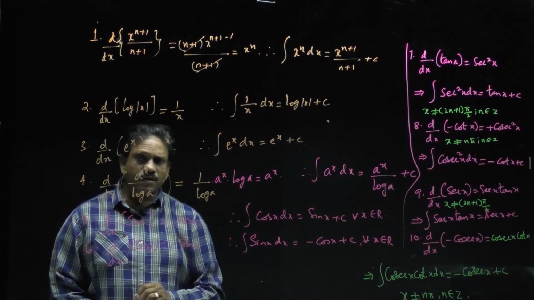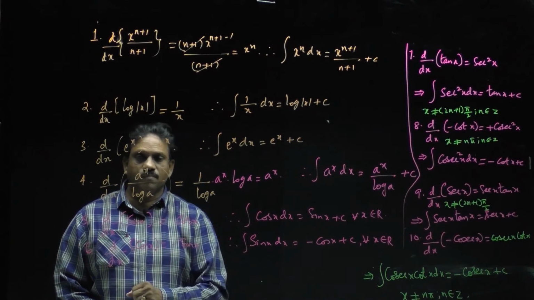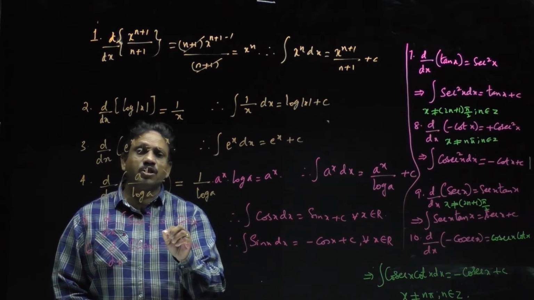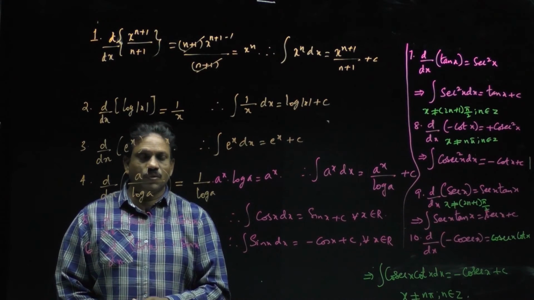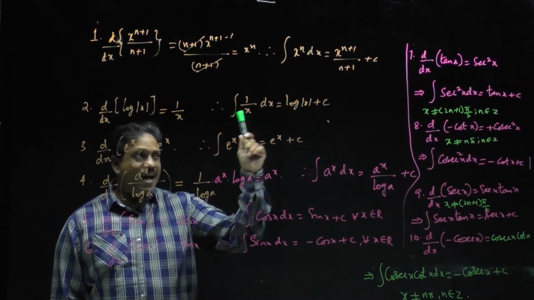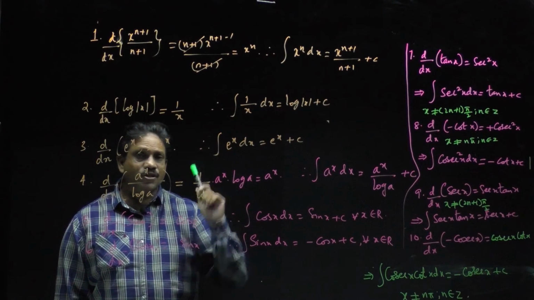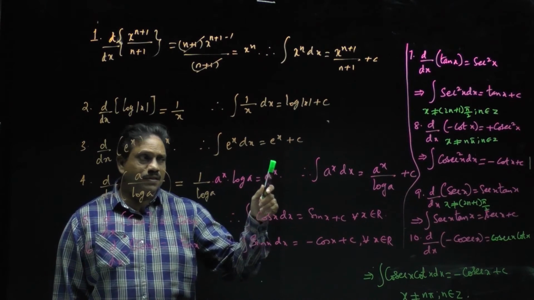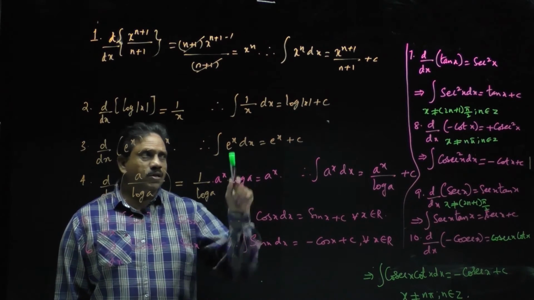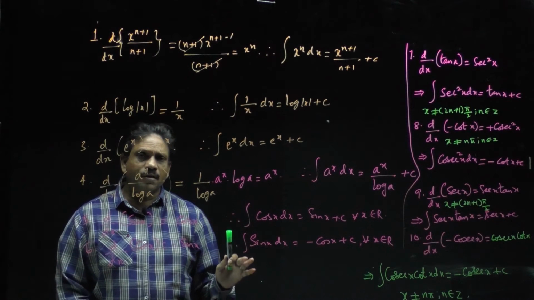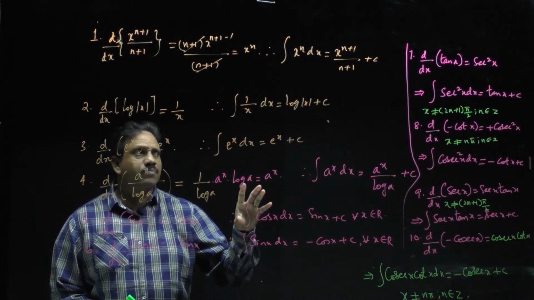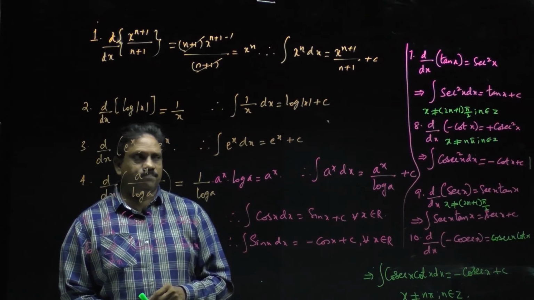Whenever they are continuous functions, the functions are differentiable. Whenever the function is differentiable, the function is said to be integrable. Coming to tan x, it is a discontinuous function. Cot x, secant x, cosecant x, all four are discontinuous functions. We can make them continuous in their domain.